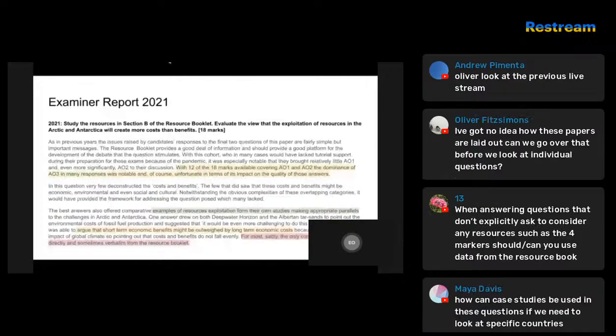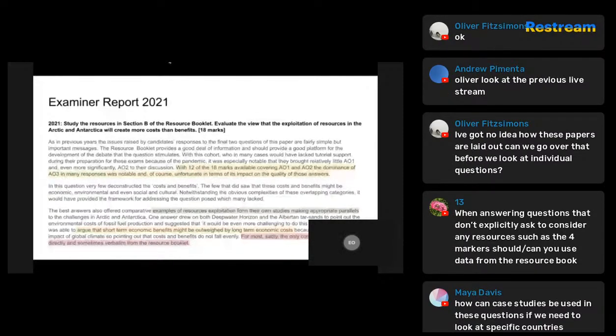So, coming back to your point on question 13, you were talking about how you can use data from the resource booklet. You absolutely can, but that will limit you from getting into top band answers. You've got to make sure in your answers for the 18 and 24 markers in particular that you refer to parallel examples that you have studied yourself. Also make sure that you are writing a balanced answer.